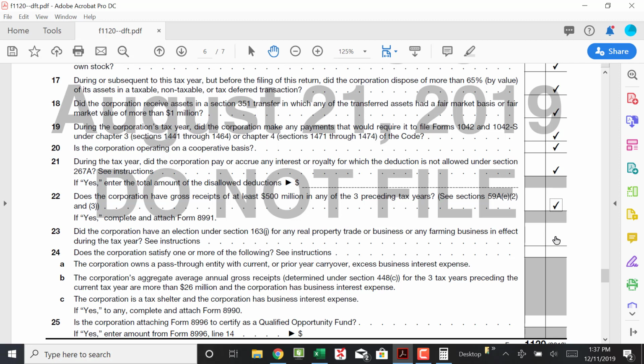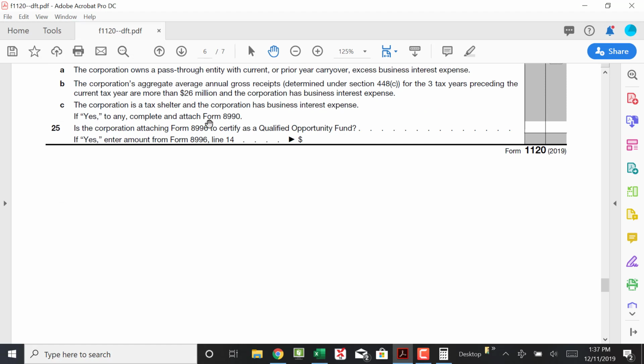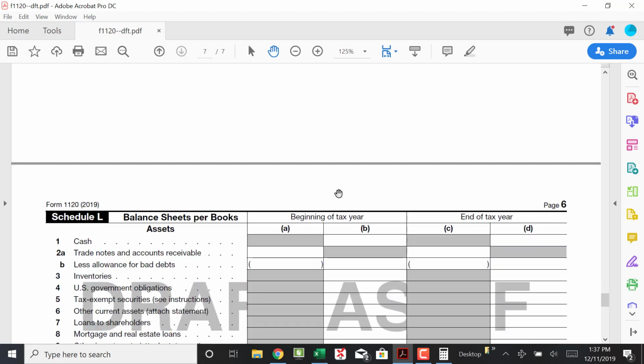No, they are not in a real property trade or business or farming. And did they satisfy one of the following more requirements? They own a pass-through entity? No. Aggregate gross receipts more than 26 million? No. So all of these are no. And are they a qualified opportunity fund? No. Okay, so that's all our questions there.